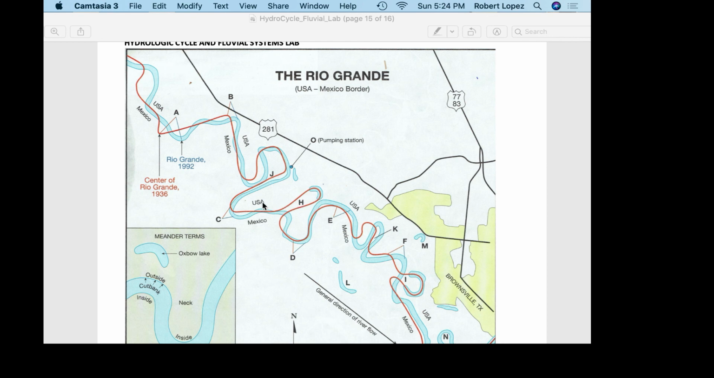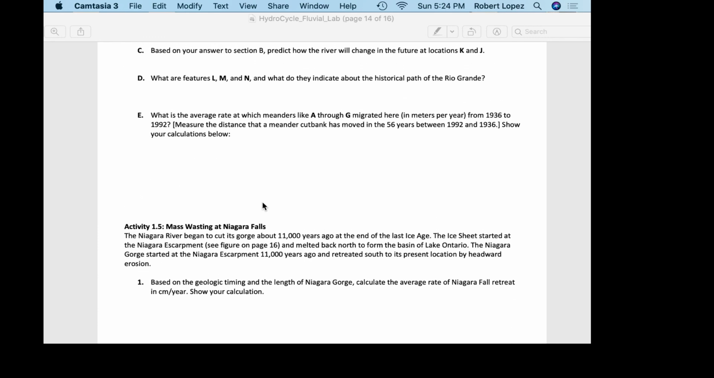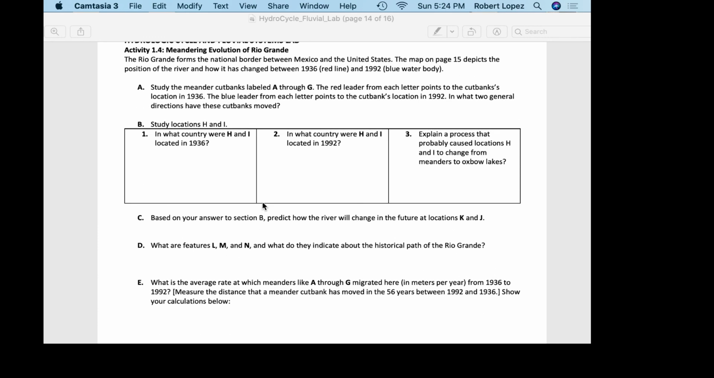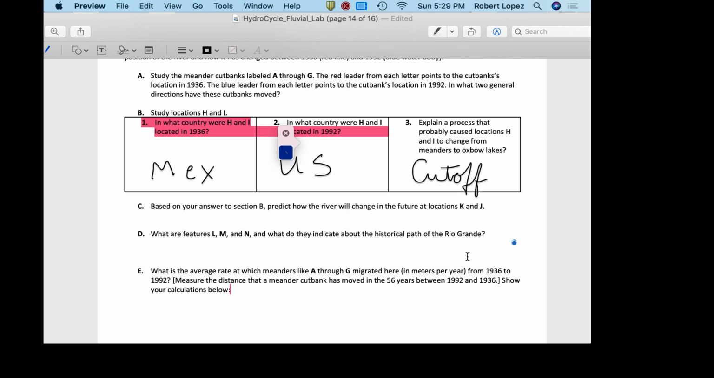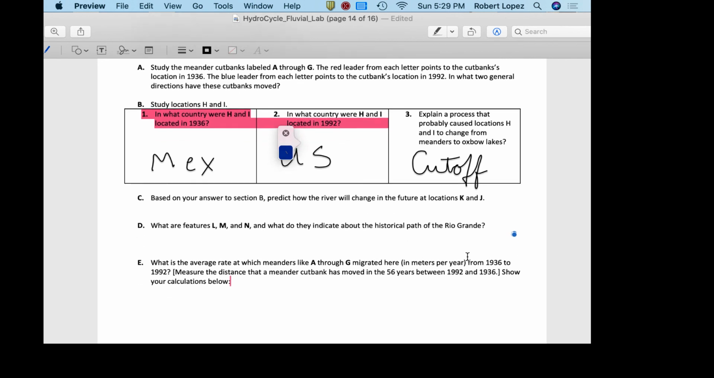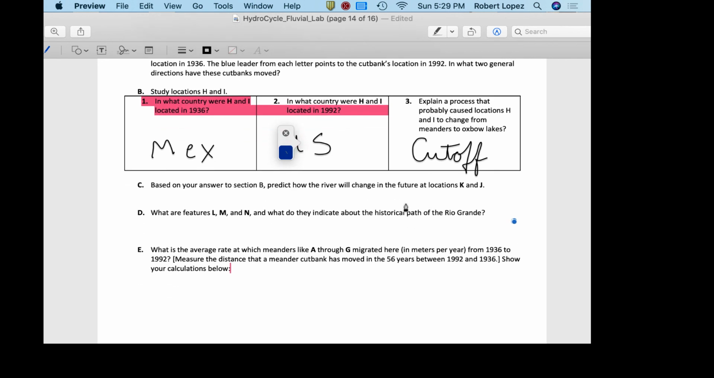So that's the idea of what you want to go through when you're looking at this sheet. We would label Mexico for the first one, U.S. for the second one, and then explain a process that probably caused location H and I to change. Remember, that's going to be the cutoff. And again, just work through this problem just like I did here. There are some more questions regarding the different locations.